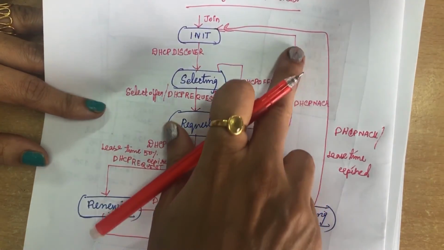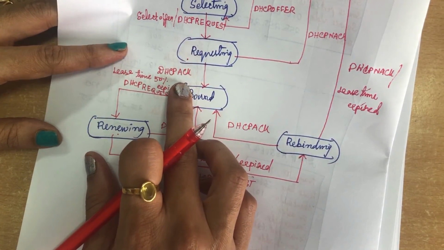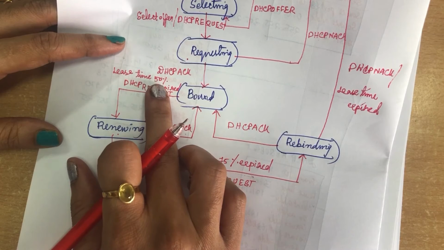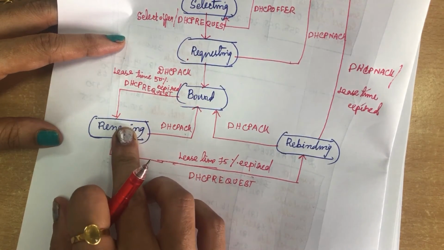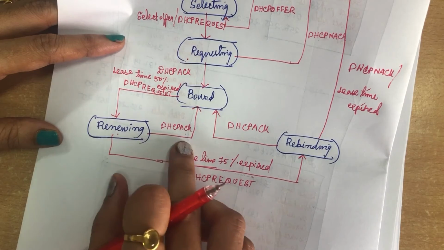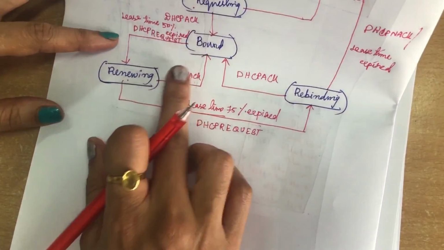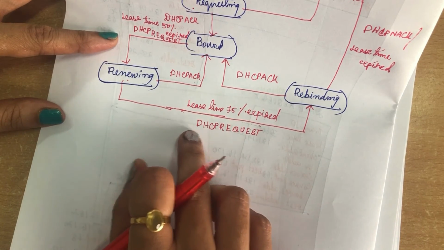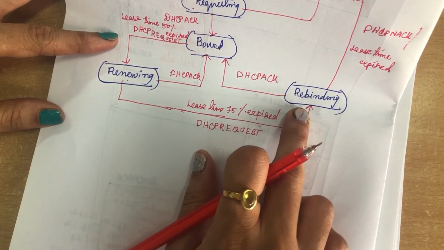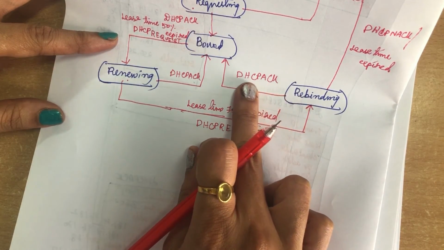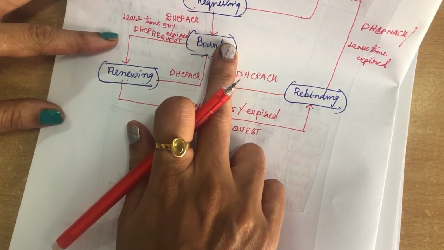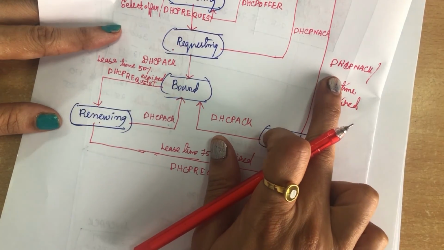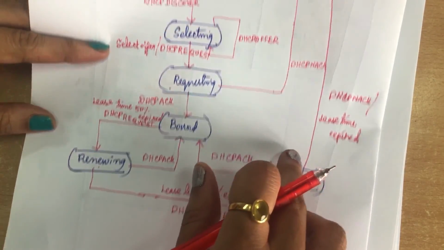If it's a negative acknowledgement, it will again go to the initial state. If the server accepts its request, it goes into the bound state, using the IP address for the lease time. If the lease time is 50% over, it will send a DHCP request to the server and go to the renewing state. If it receives a DHCP acknowledgement, it again goes to the bound state. If it does not receive any acknowledgement, it will wait till 75% of the lease time is over, and it will again send the DHCP request. It goes into the rebinding state. If the server sends an acknowledgement, it goes into the bound state, renewing its lease time. Or if the server has sent a DHCP negative acknowledgement or the lease time is expired, it again goes to the initial state.